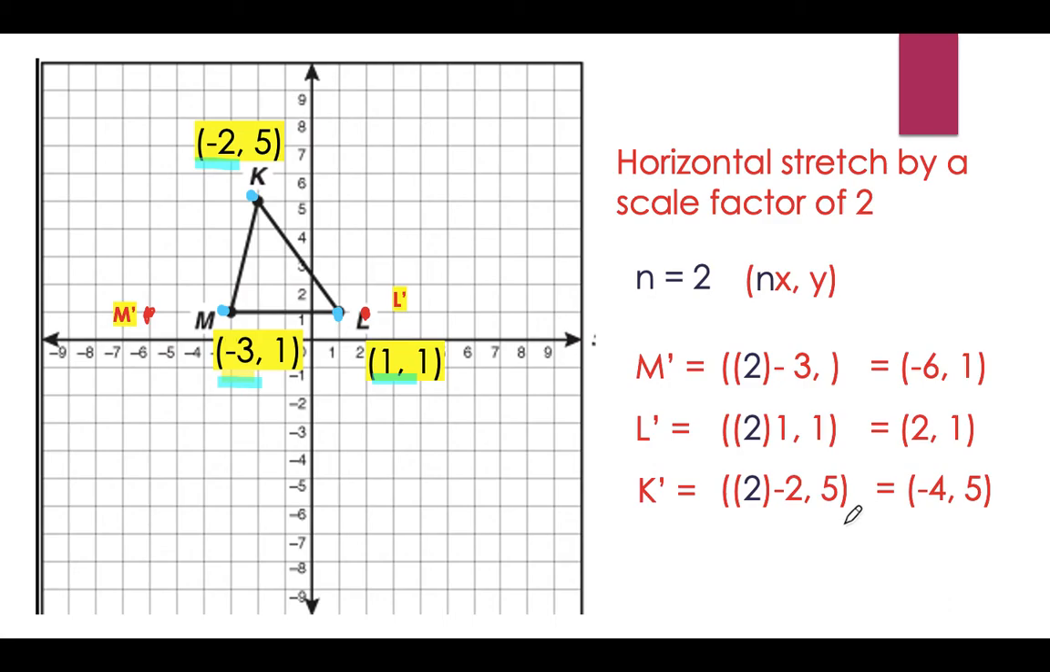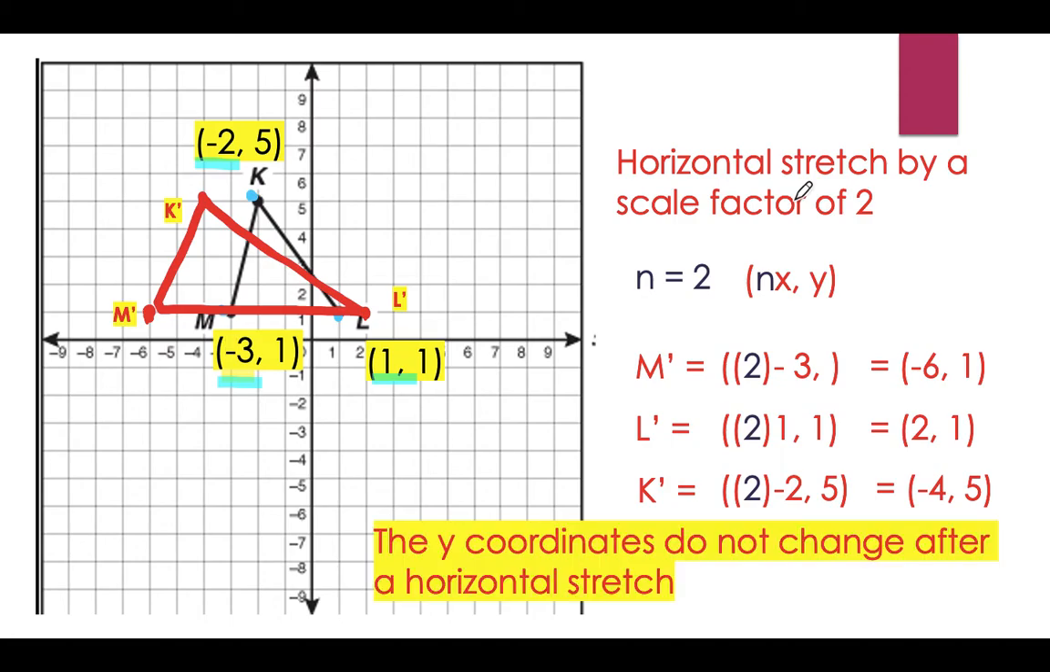And then last but not least, you have K prime. K prime is going to be at negative 4. So I'm going to go to negative 4 on the x-axis. And it says that my y value is 5. So I'm going to go up 5 units. And that's where K prime is. Okay, and all I'm going to do is connect these dots, and this is an example of a horizontal stretch. Again, note how the y coordinates don't change after your horizontal stretch.